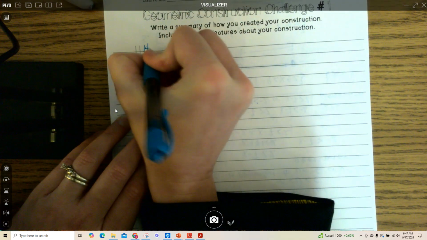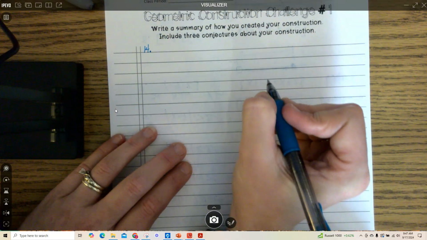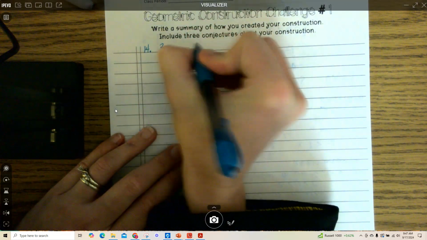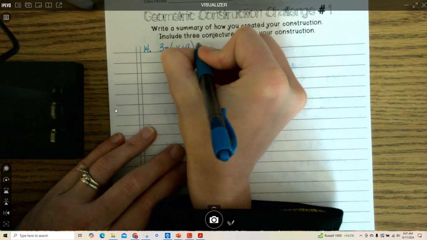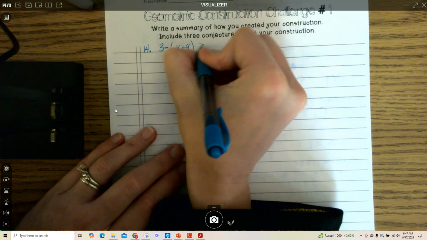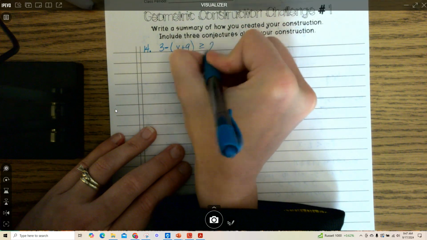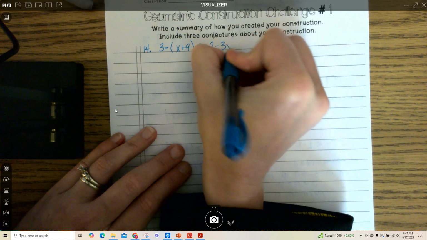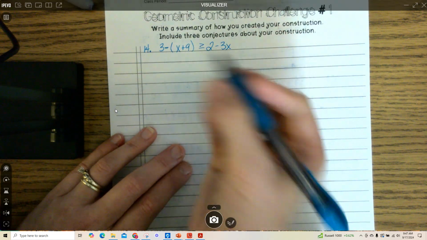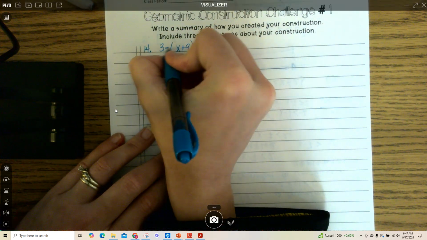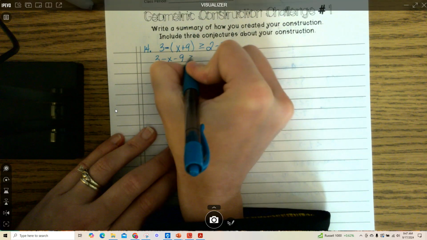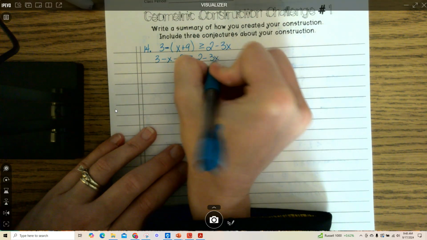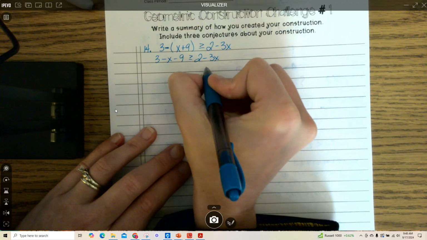All right, 14. 3 minus parentheses x plus 9 close is greater than or equal to 2 minus 3x. Does that look right? Yes, sir. Okay. So I'm going to distribute the negative here.